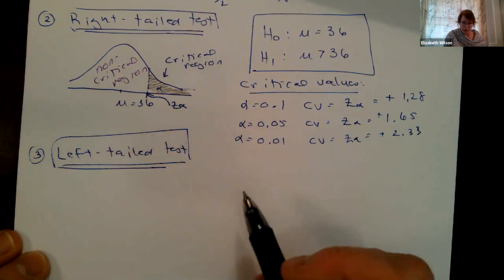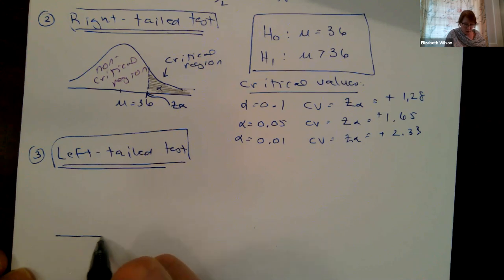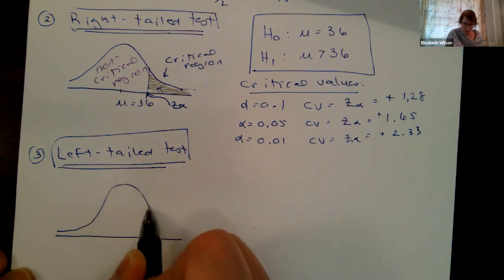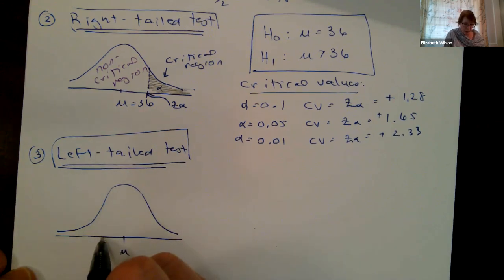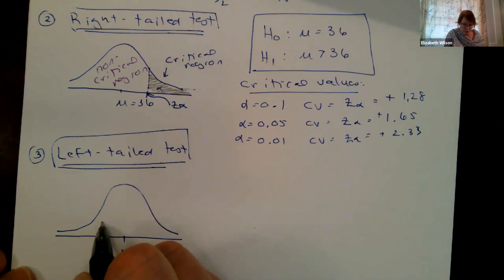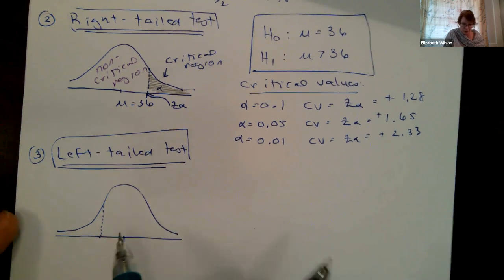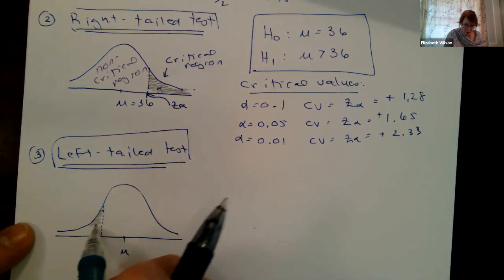Okay, so on a left-tailed test, right, it's going to look like, draw it out. So this is our mean, say for example, right in the center, and then our z value. Right, our critical region is going to be to the left-hand side. I'll shade this in here.